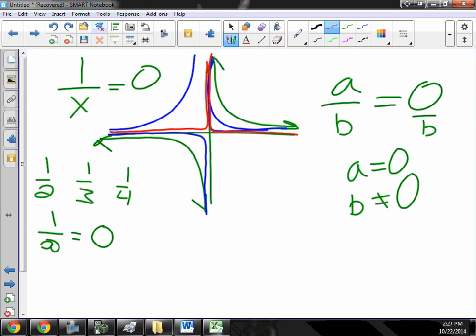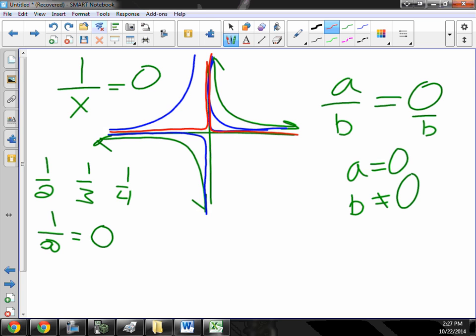It would flip this way. Well, it would go from here to here. Right. Okay, so anytime we have 1 over x or 1 over x squared or x to the third or whatever, the graph will never equal 0.